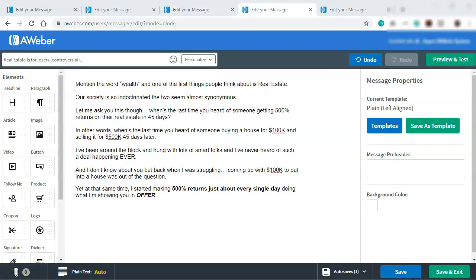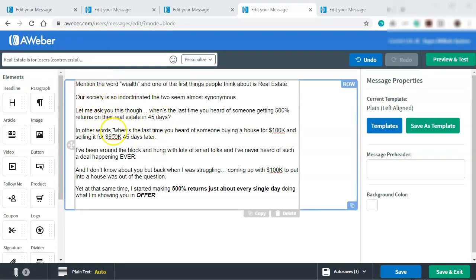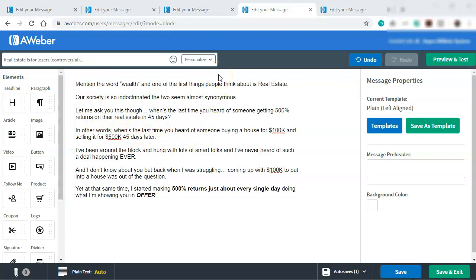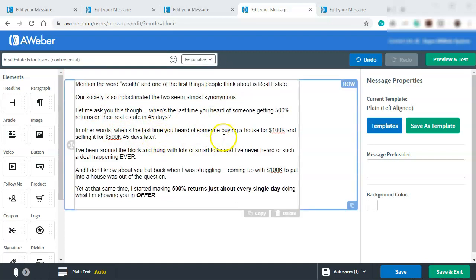So the next type of email is controversy. Those emails get good open rates, but you really need to be careful and know how to write those. So in this example, I wrote real estate is for losers. In the parentheses, I put controversial. So often people who watch a lot of HGTV would think that it's really easy to make money. For example, you buy a house for 100K and you sell it for 500K 45 days later. But the truth is, that's what I wrote here. I've been around the block and hung with a lot of smart folks, and I never heard of such a deal happening ever.